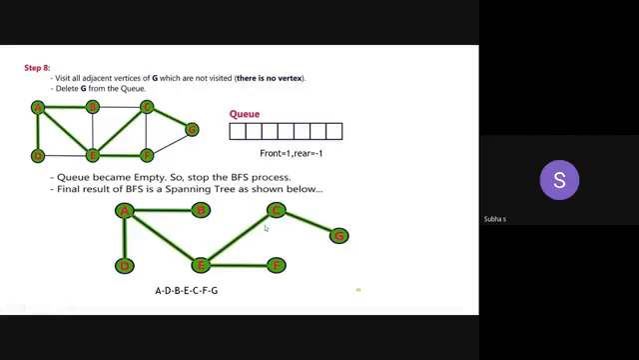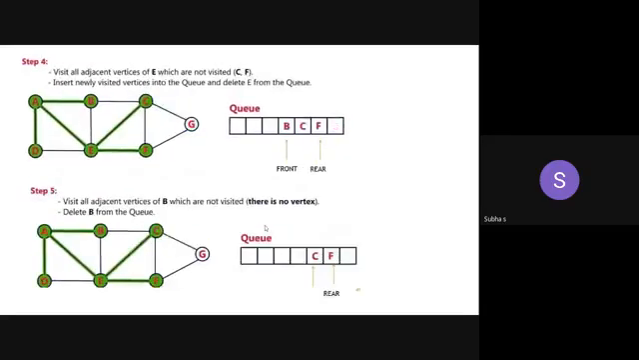Just start from any vertex, NQ it, add it into the Q, then find all the adjacent nodes of that particular node, place them one by one in the Q, then remove, DQ that particular element. Like that, you have to repeat the steps. Okay. Now we move to this one.